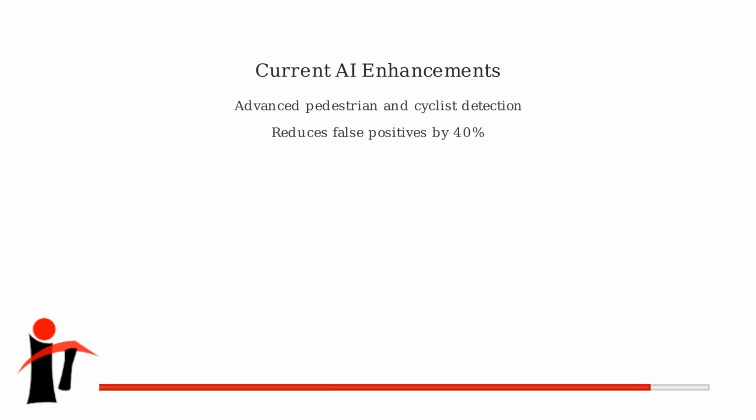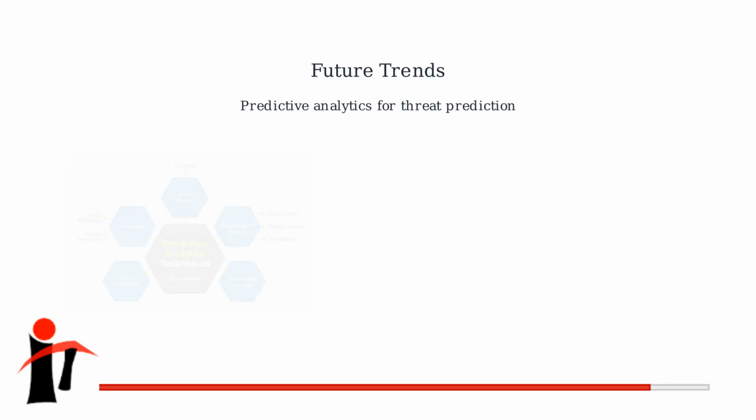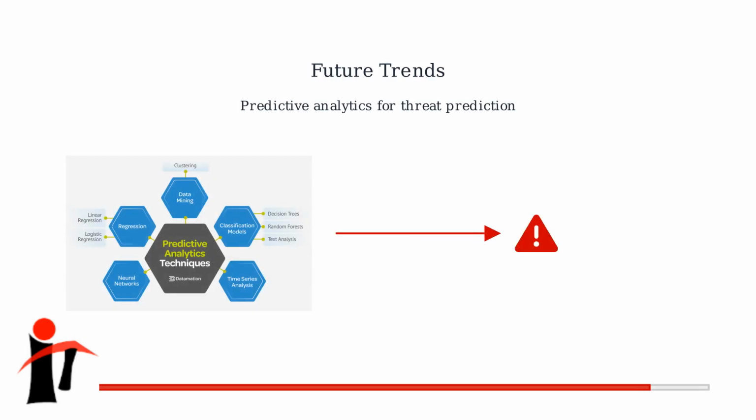Tesla's dashcam technology features cutting-edge AI enhancements. Recent updates include advanced detection of pedestrians and cyclists, significantly reducing false alarms by 40% through machine learning algorithms. Looking ahead, Tesla dashcams are evolving toward predictive analytics. The system will analyze patterns in footage to anticipate potential threats before they occur, enhancing proactive security.